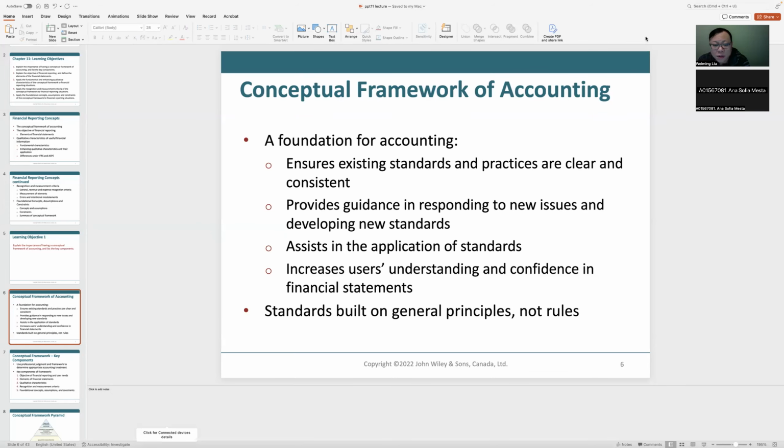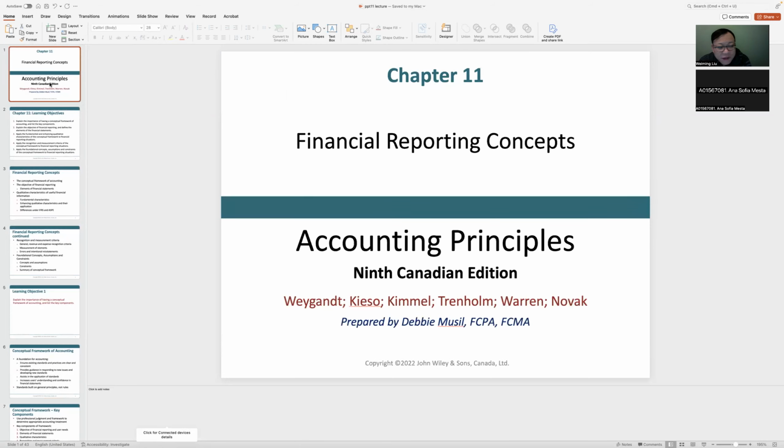Okay. So this week we are going to work on chapter 11. Chapter 11 is about financial reporting concepts. This chapter is quite conceptual, right? We're going to learn quite a bit of concepts that are at a higher level. These concepts are relevant in the mind of those accounting standard setters.